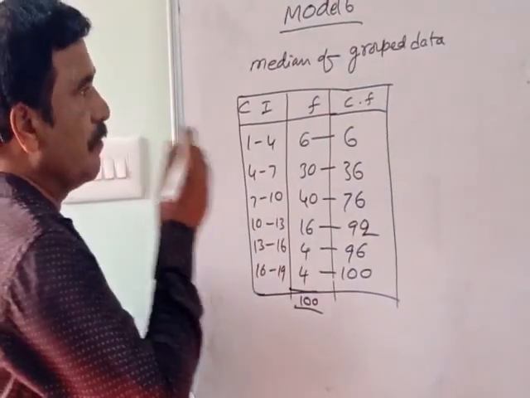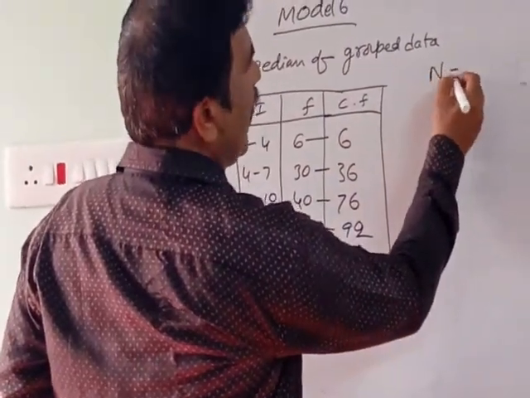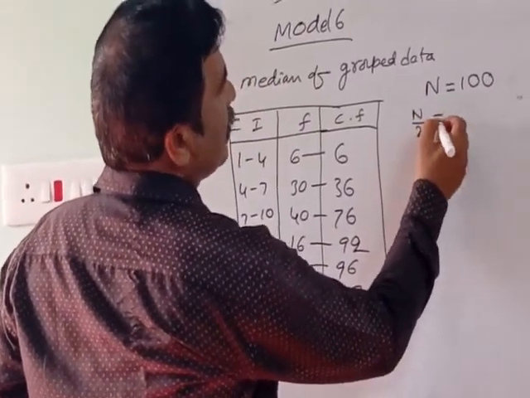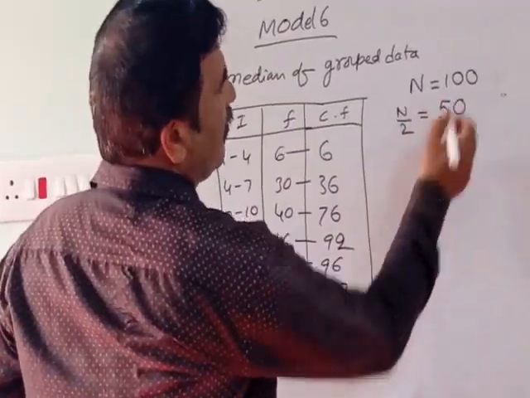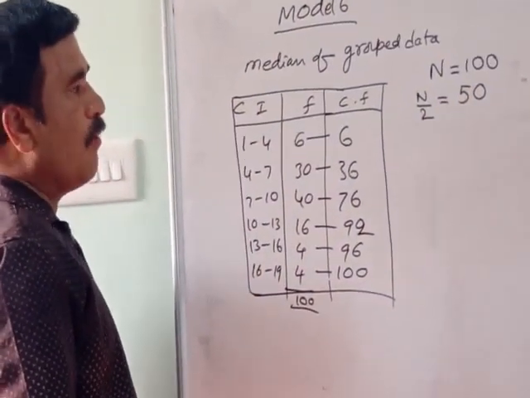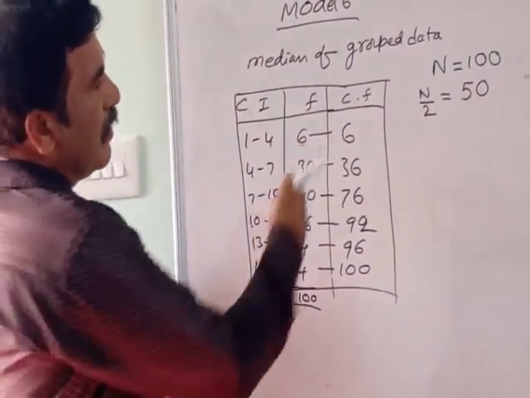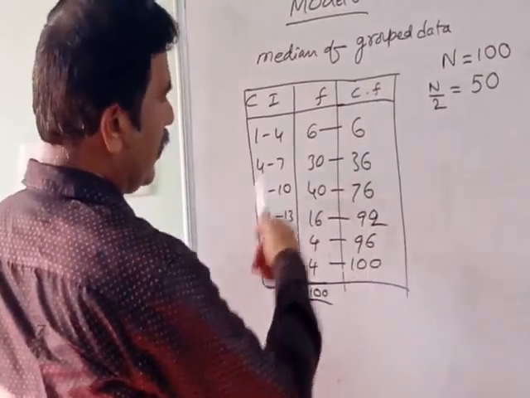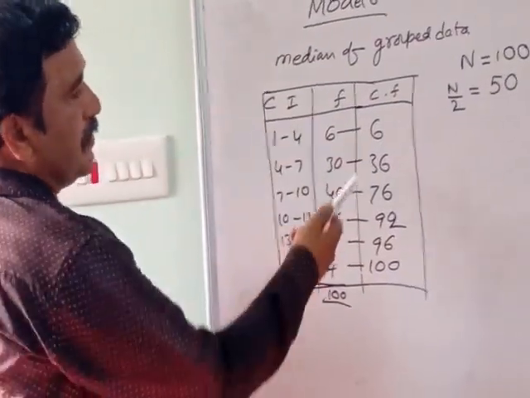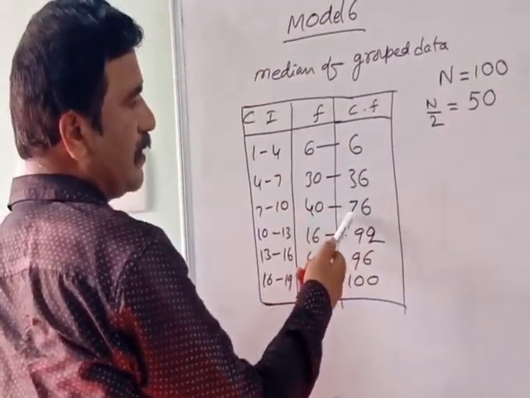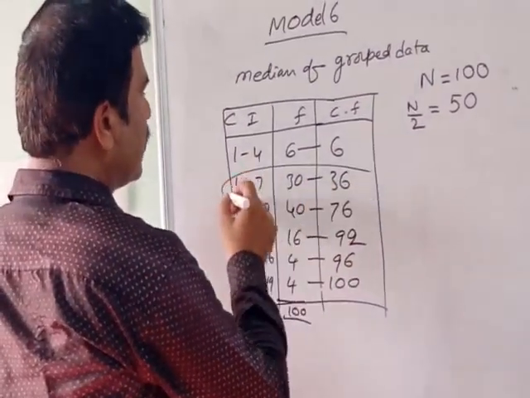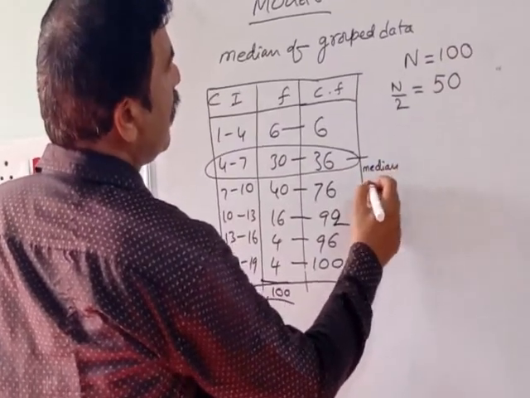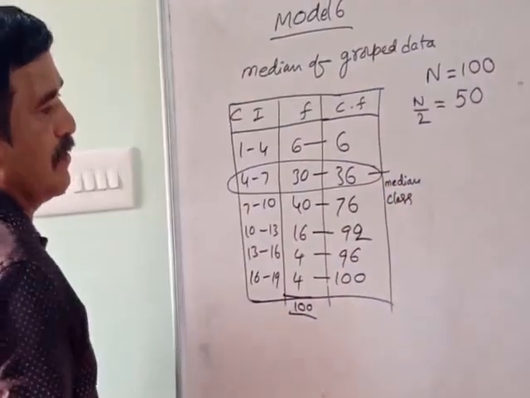Okay, see here, total frequency assume as n, which is now 100. Half of the total frequency, which is n by 2, is obviously 50 now. Now round up the cumulative frequency which is near to this 50. Check which cumulative frequency is near to 50. Is it 36 or 76? Mostly 36 is near. This is named as median class.